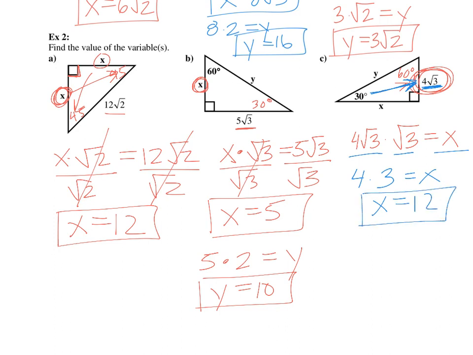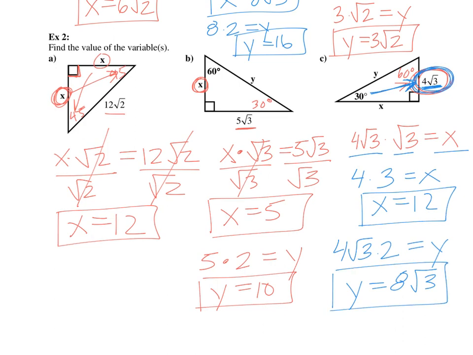To get the hypotenuse, I take the short leg, I multiply it by 2, and I get the hypotenuse. So y is equal to 8 square root of 3. Done. All right, let's do some more examples.